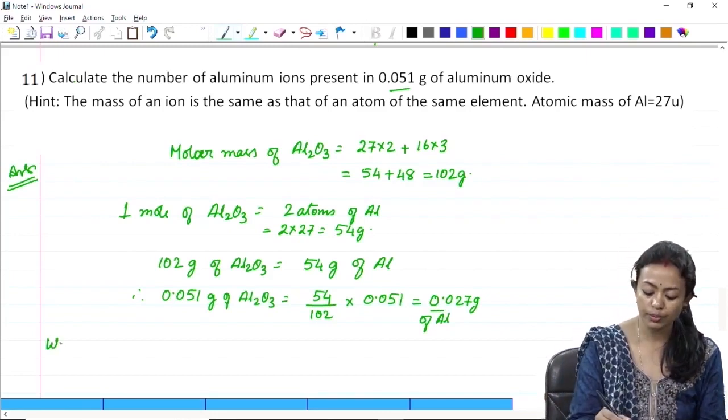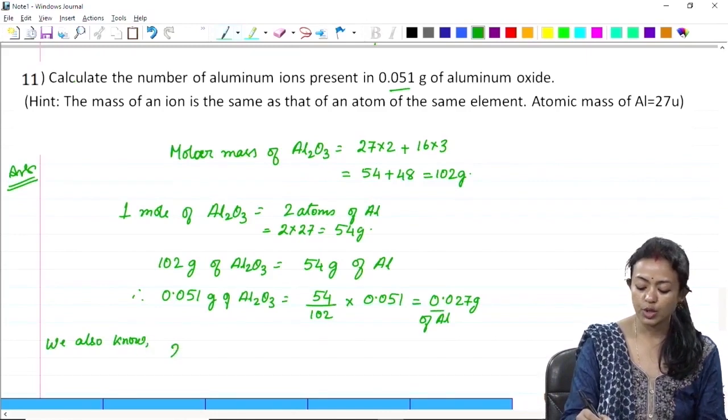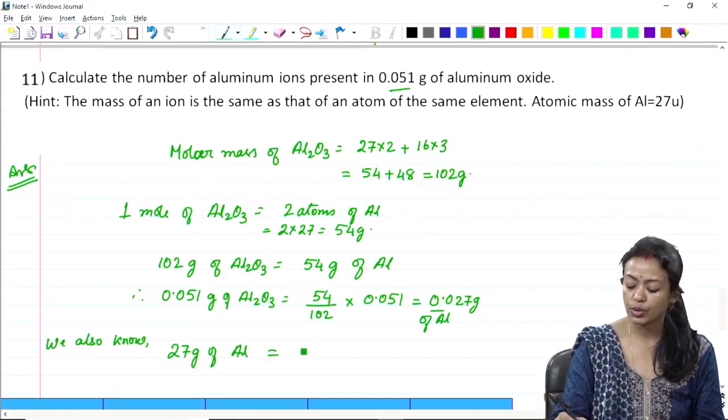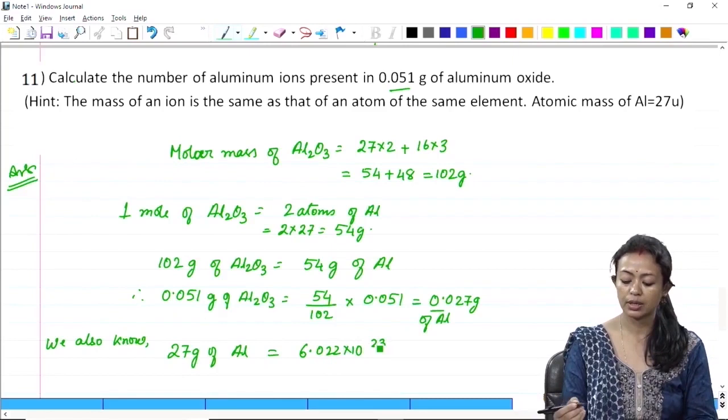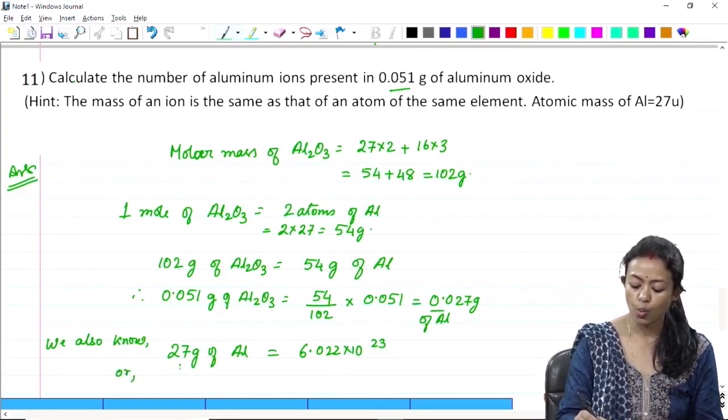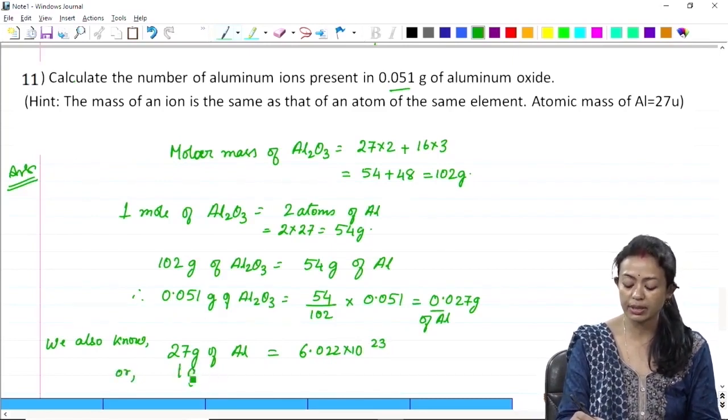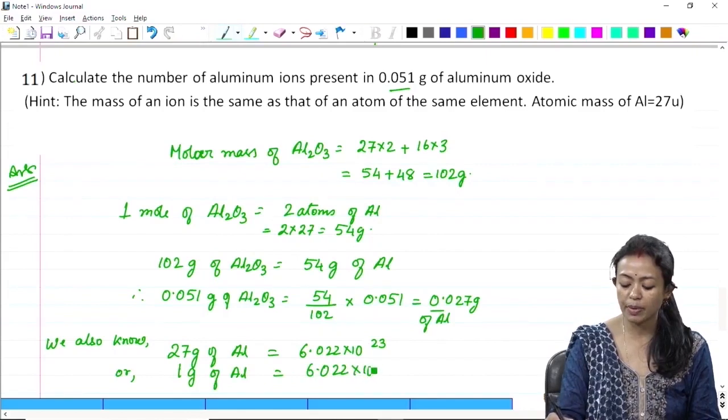We also know that 27 gram of aluminum is equal to the Avogadro's number. And what is the Avogadro's number? 6.022 into 10 to the power 23. Or 1 gram, if I write it in unitary method, 1 gram of aluminum will be equal to 6.022 into 10 to the power 23 divided by 27.